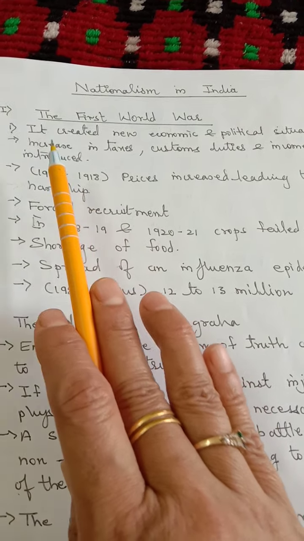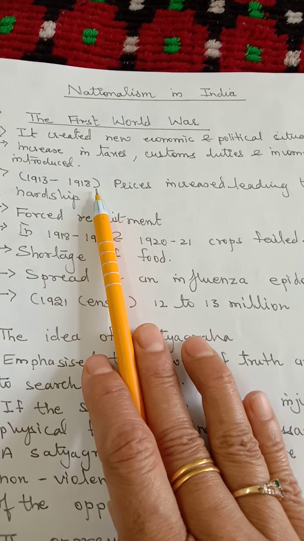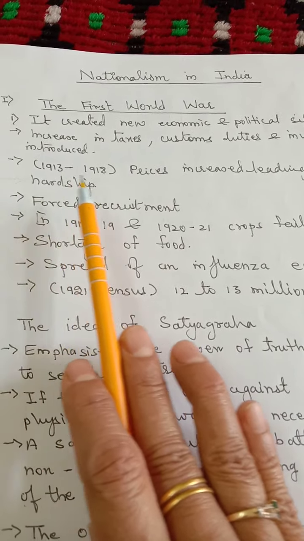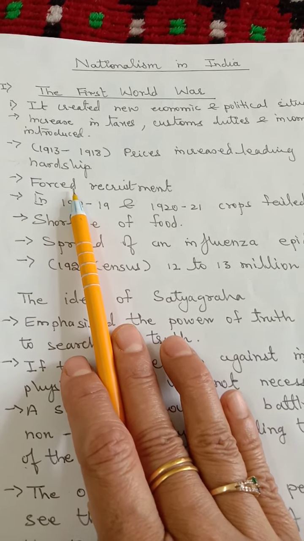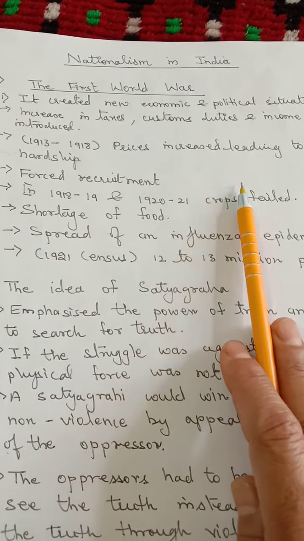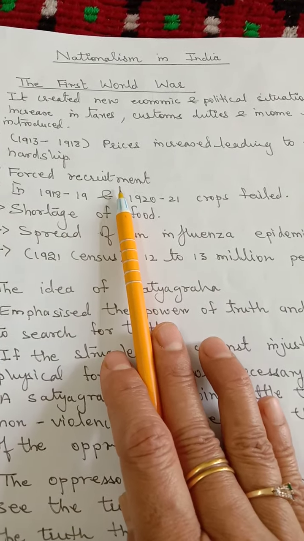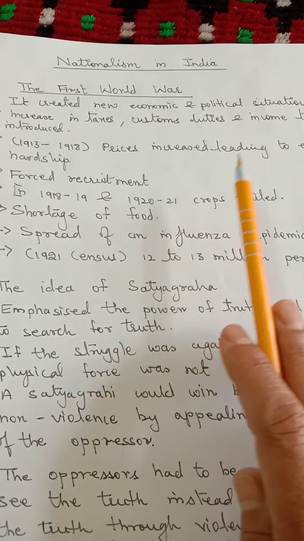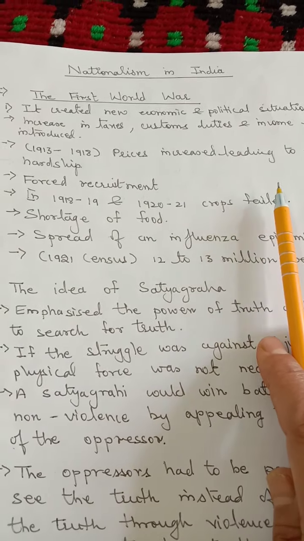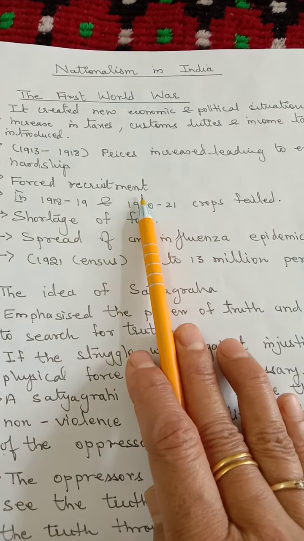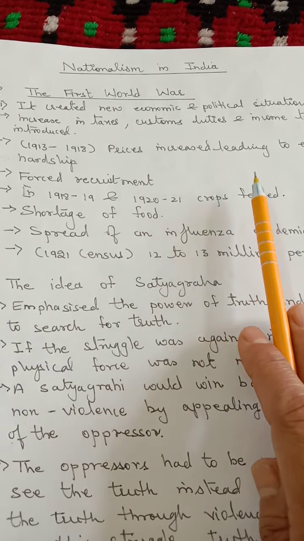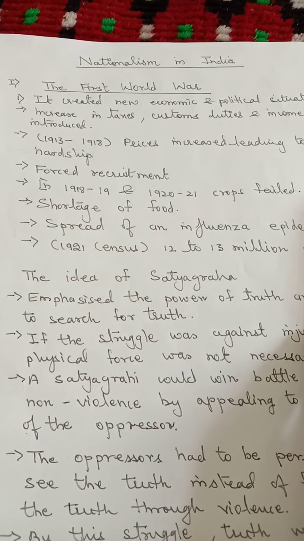Apart from this, from 1913 to 1918, prices increased, leading to extreme hardship. Then there was forced recruitment. This is a new term in your book. What do you mean by forced recruitment? The colonial state forced Indians to join the British Army to fight the war. Okay, so because of this forced recruitment, in rural areas, villagers were unhappy.